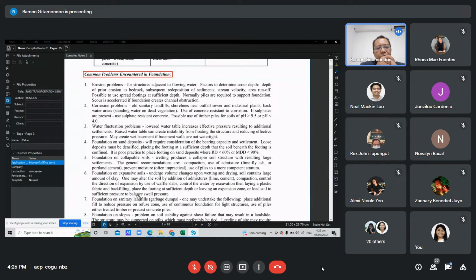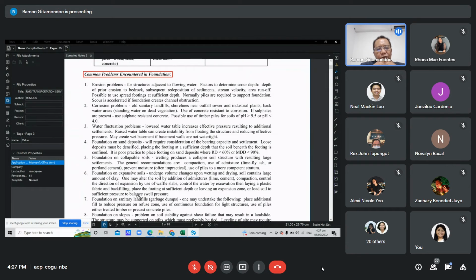Okay, so fourth, you have foundation on sand deposits. This will require consideration of bearing capacity and settlement. Loose deposits must be densified, or another solution will be to place the footing at sufficient depth that the soil beneath the footing is confined. It is poor practice to place footing on sand deposits where the relative density is less than 60% or maximum dry density is less than 90%.